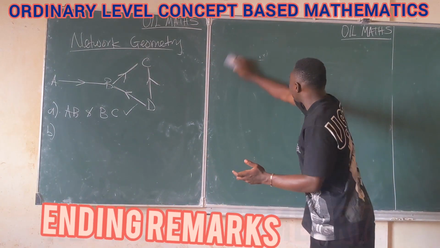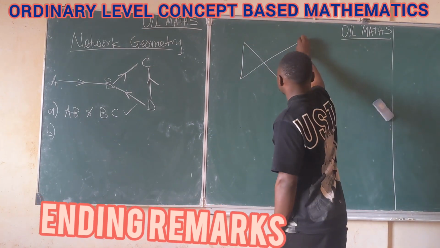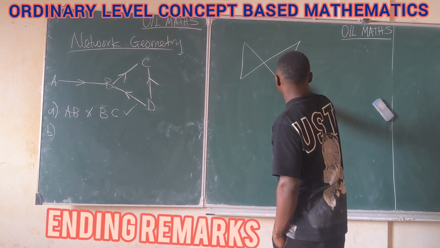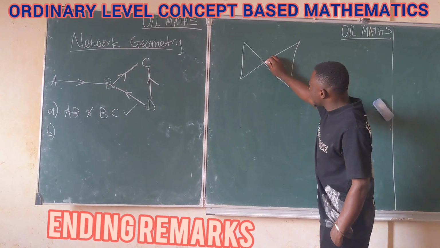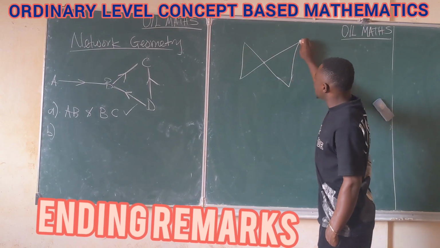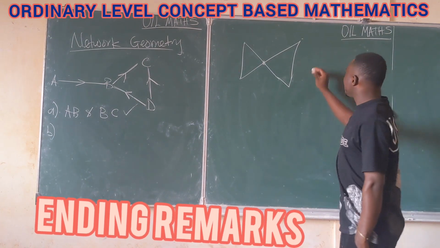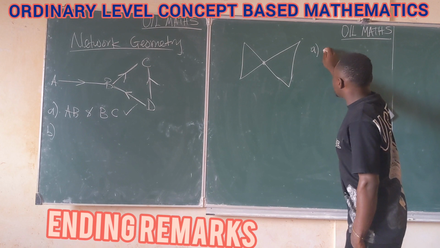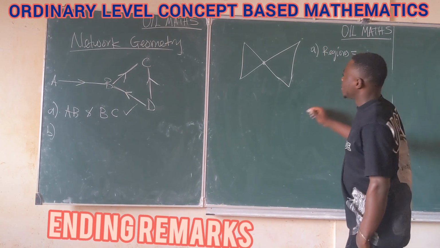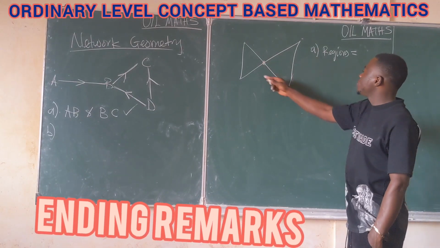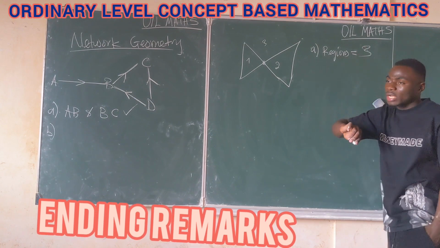Okay? So now that is the concept of networks, and with respect to that, all you need to do is know how to tackle problems. For example, you can just come and draw a network like this. Now this is a network. The first question will be for you to give the number of regions in this network. How many regions? We have 1, 2, and the outer region, so there are 3 regions in this network.